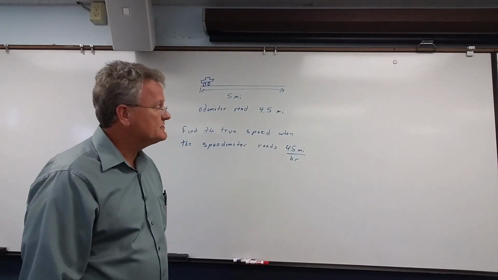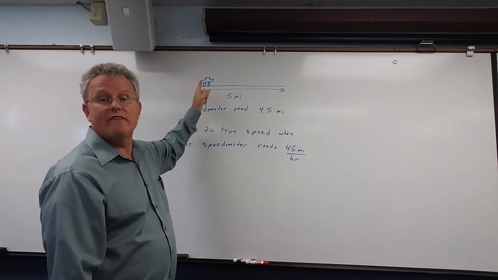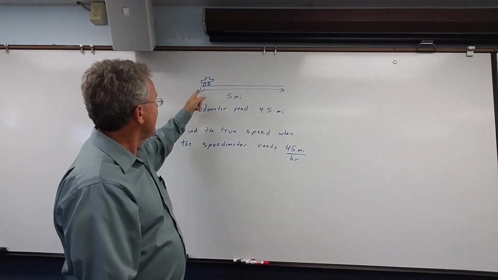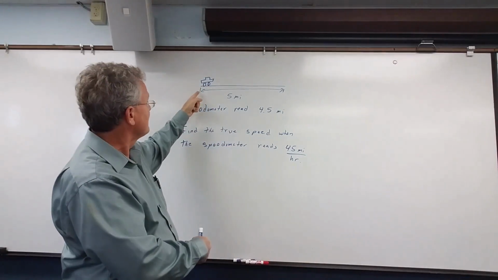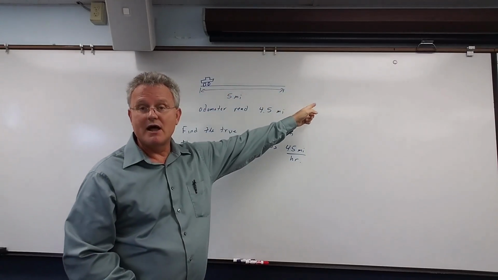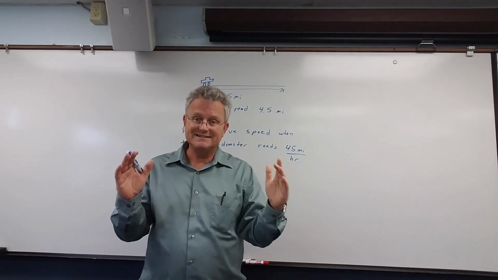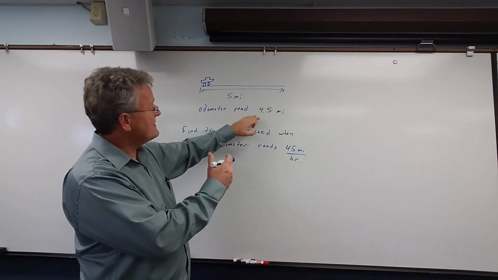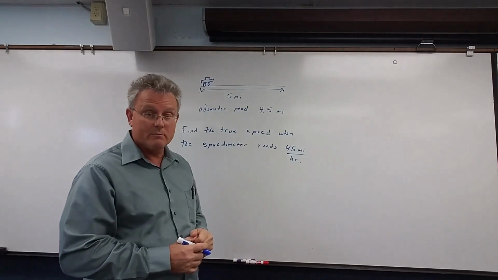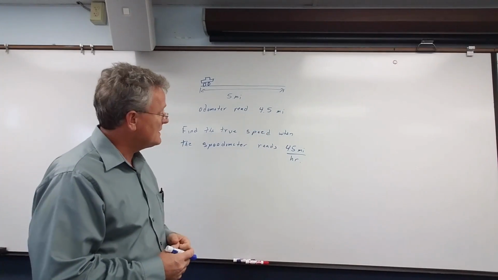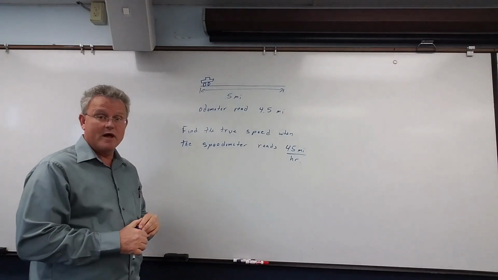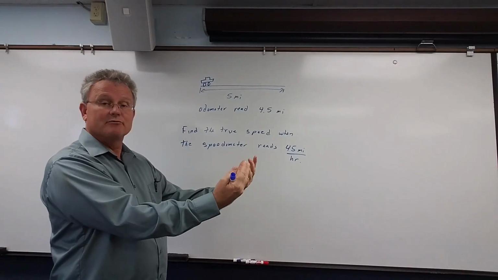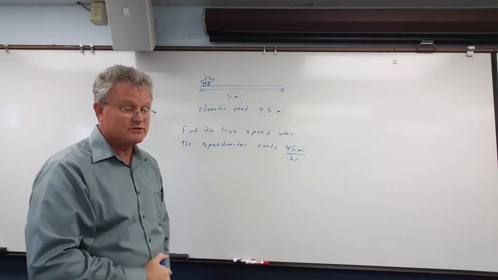Well, to figure it out, this is what they could do. They could go on the highway, and it has mile markers, and start at mile marker 1 and drive up to mile marker 5, so you've driven exactly 5 miles. Then during that 5 miles, let's say their odometer only read 4.5 miles. Now we want to find, when their speedometer reads 45, how fast are they actually going?